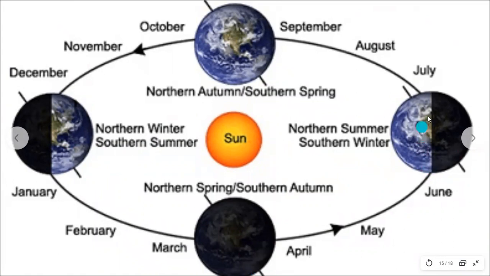Now, in June, July, what we have is direct sunlight over the Tropic of Cancer, right? The Southern Hemisphere experiences winters, and here it changes in September, October. What you have is autumn in the Northern Hemisphere, whereas the Southern Hemisphere has spring, right?